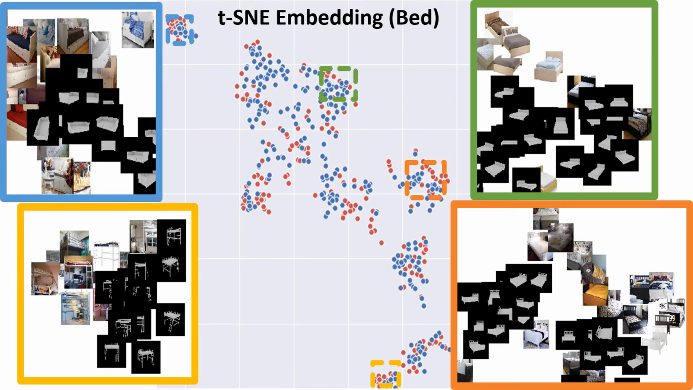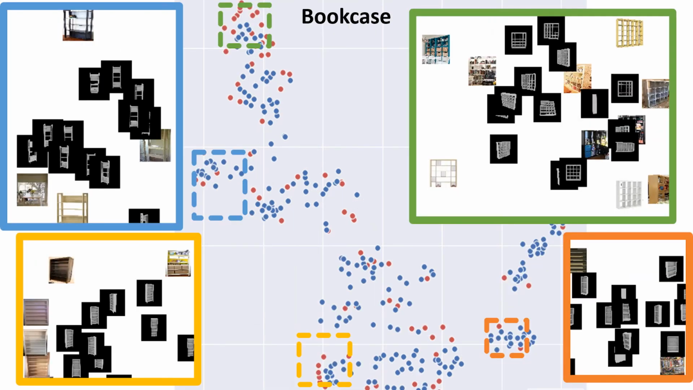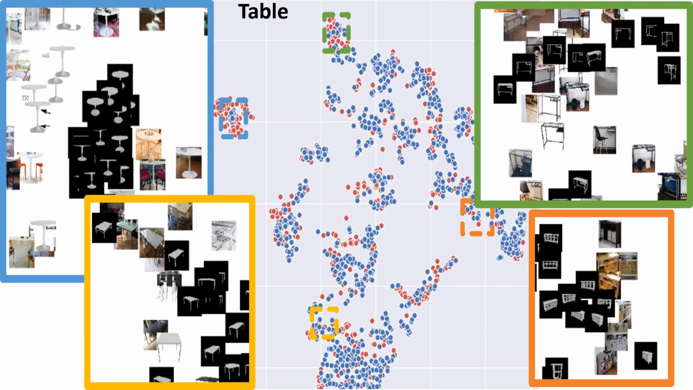Here's a t-SNE embedding learned by our model. We can see a clear separation between different kinds of beds here. Here we see similar bookcases grouped together. Same thing here for tables.